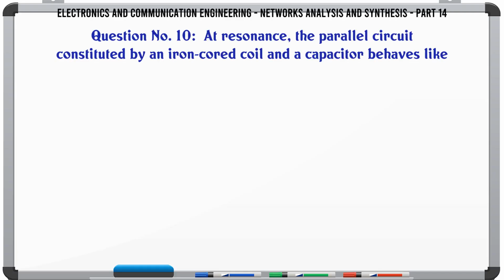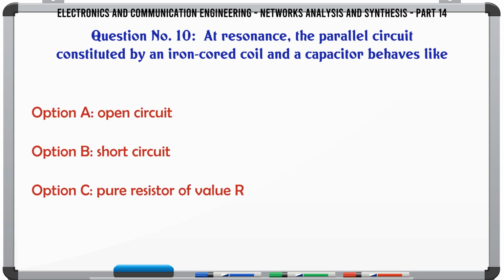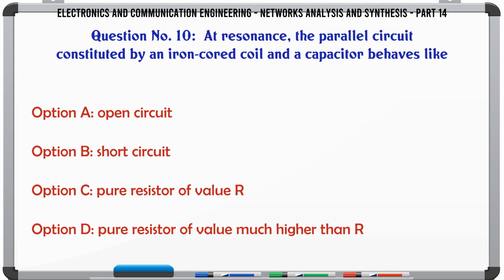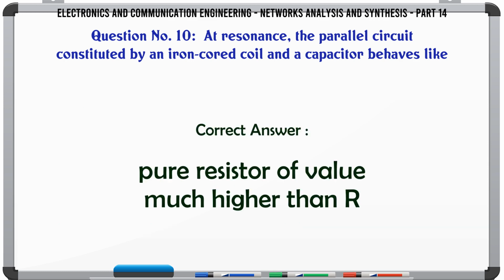At resonance, the parallel circuit constituted by an iron core coil and a capacitor behaves like A. open circuit, B. short circuit, C. pure resistor of value R, D. pure resistor of value much higher than R. The correct answer is pure resistor of value much higher than R.